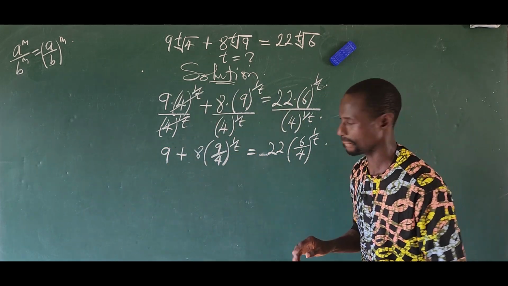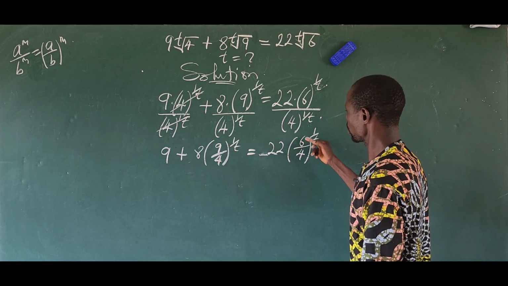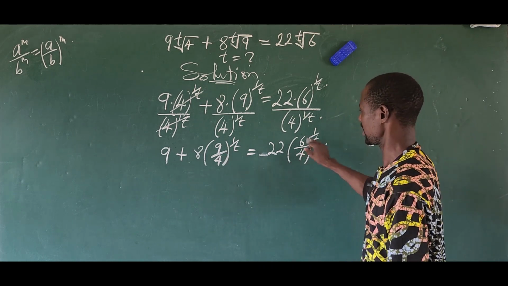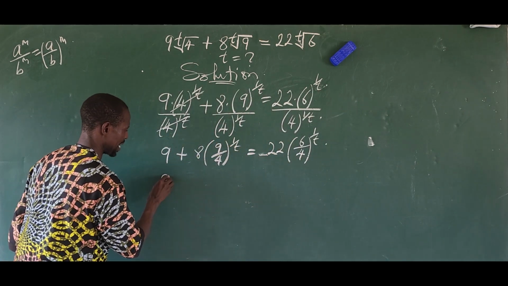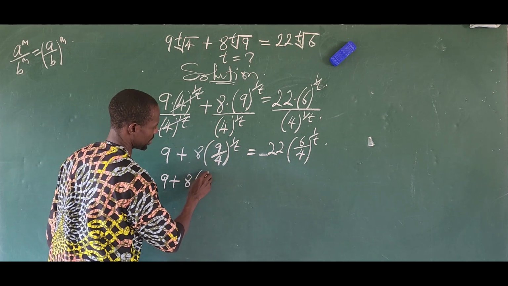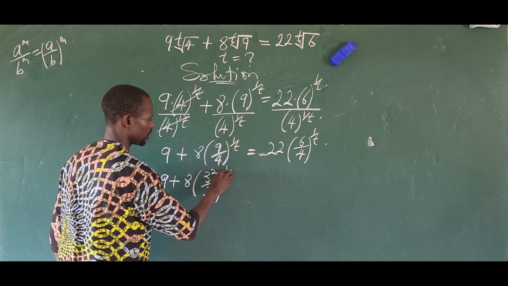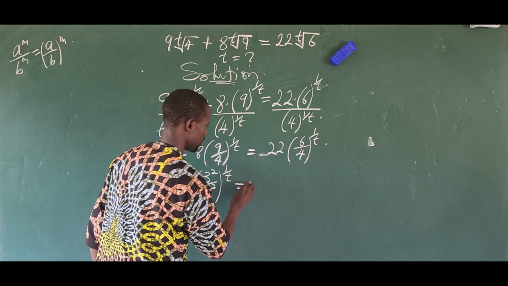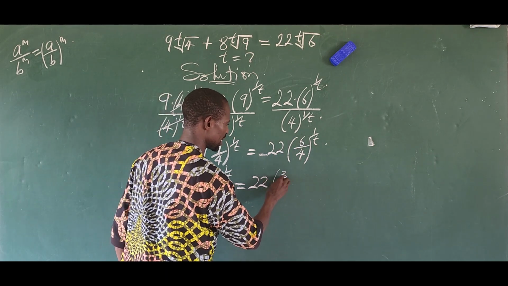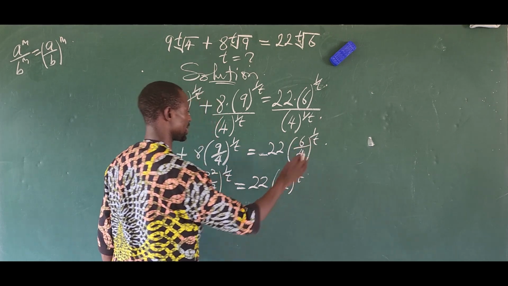Now let's look at this again. What do you observe? This is a perfect square. This is a perfect square. 2 can go into 6, and 2 can go into 4. So let's rewrite this and break this down. This gives us 9 plus 8 into 3 to the power of 2 over 2 to the power of 2, bracket 1 over t, equals 22, then 2 into 6 will give us 3, then 2 into 4 will give us 2, bracket all raised to 1 over t.